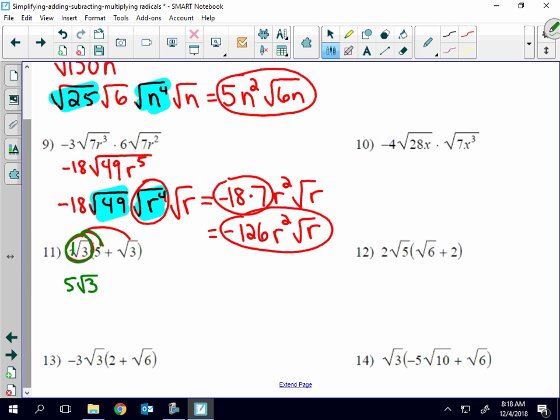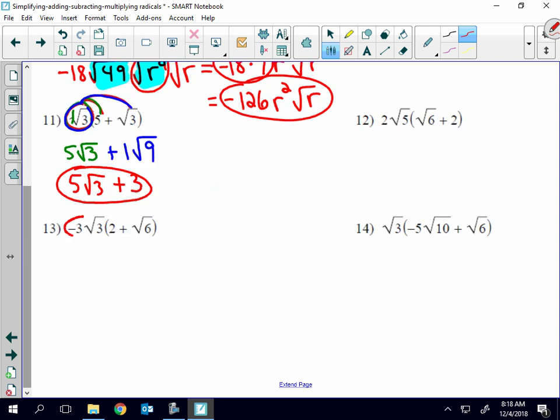Okay, and then when I do my second one, now I do a 1 radical 3 times a radical 3. Again, the outside stuff together would be 1 times 1. And the inside would be radical 3 times radical 3, which is radical 9. Okay, to simplify this, all we have to do is take the square root of 9, which is 3, and this is 1 times 3, which is 3. That's it. All right, last one.